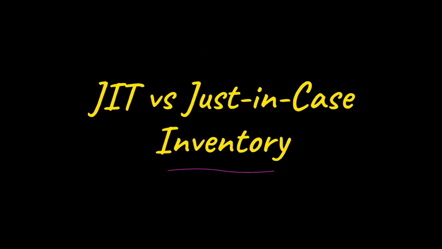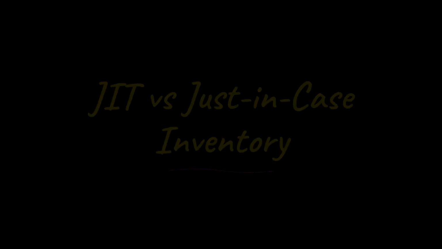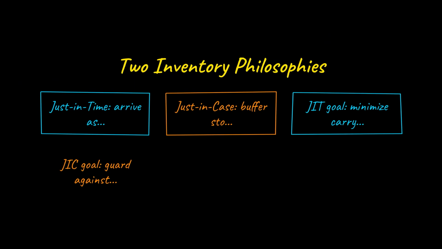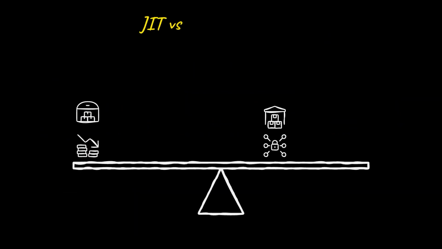Inventory management comes down to a fundamental timing question. When should materials arrive relative to when they're actually needed? Two opposing philosophies answer this, and understanding the trade-off between them is the heart of the concept. Just-in-time inventory schedules materials to arrive exactly when production needs them, keeping almost nothing in storage. Just-in-case deliberately holds buffer stock, so materials are always available if demand spikes or a supplier stumbles.